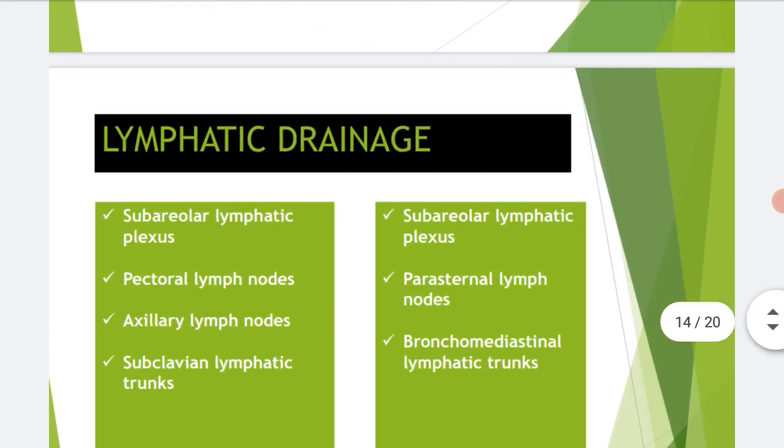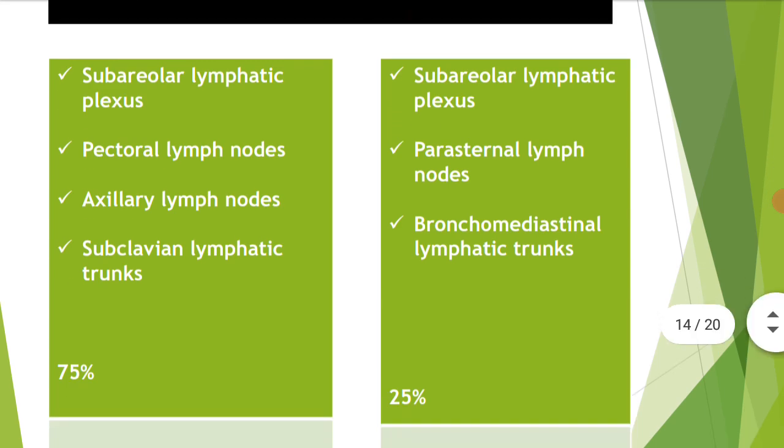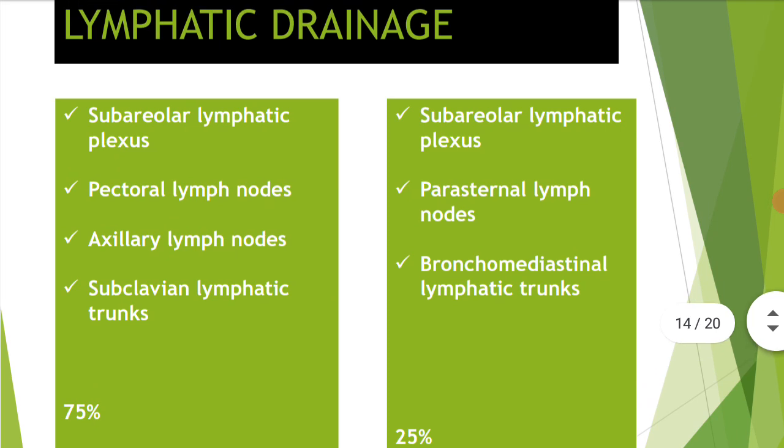Now the lymphatic drainage of the breast. The subareolar lymphatic plexus drains into the pectoral lymph nodes, which drain into the axillary lymph nodes, and these drain into the subclavian lymphatic trunks. This pathway drains 75% of the lymph.